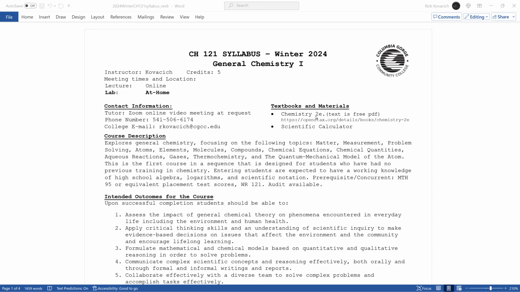The textbook is this Chemistry, second edition. It's from OpenStax, and it's a PDF, and it's free. You're going to need a scientific calculator, and I don't have it on here. I don't know why, but you need a periodic table.